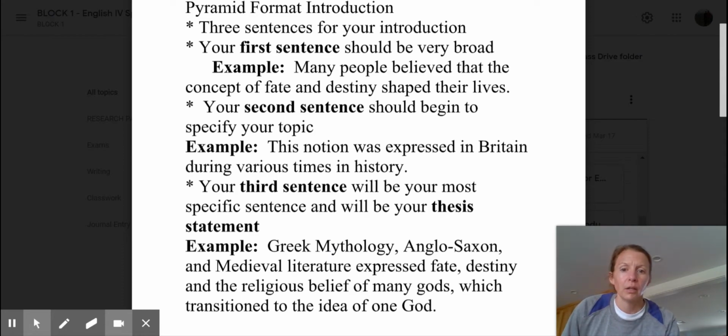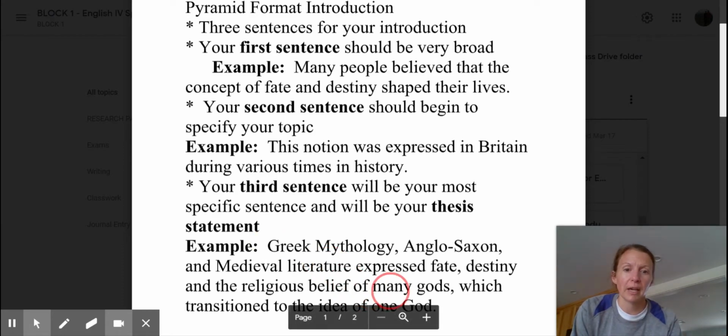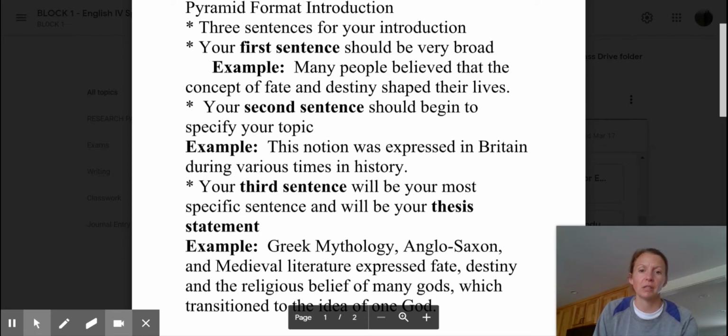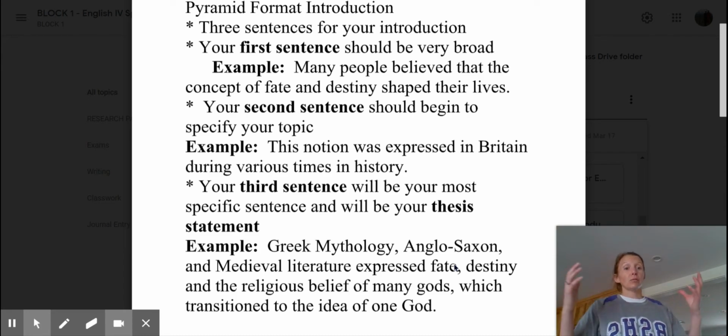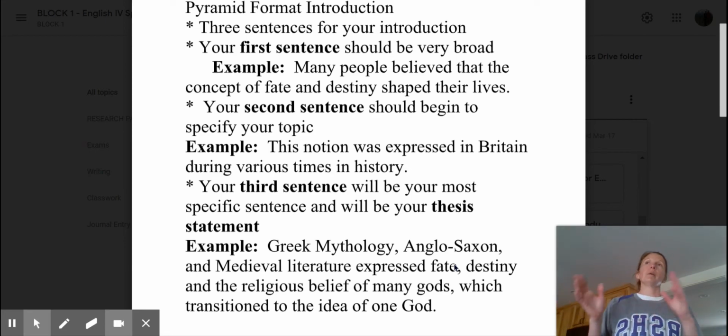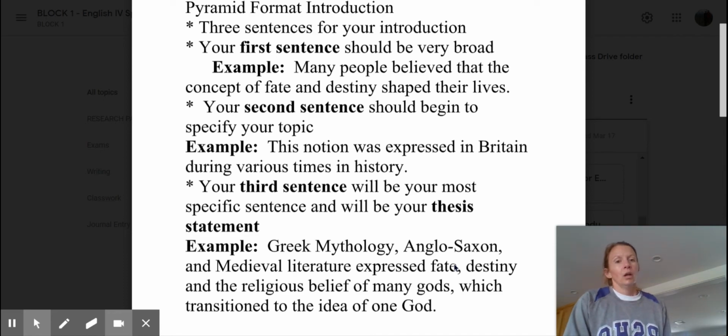So if you look here, it says Greek mythology and Anglo-Saxon and medieval literature express fate, destiny, and the religious belief of multiple gods, which transition to the idea of one God. So again, this research paper is going to be discussing fate, destiny, and the religious concept in the transition from polytheism to monotheism. So that's kind of the thesis statement in a nutshell. And if you have any questions about the thesis statement, obviously reach out to me, and I can help you out with that.